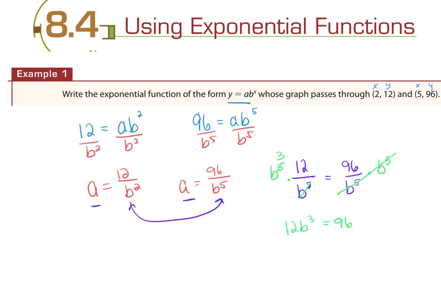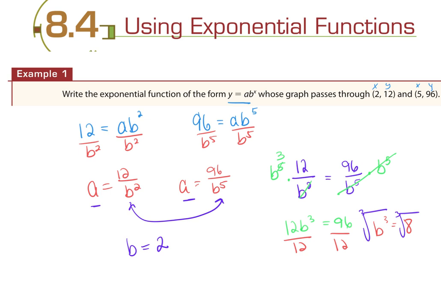What do I do to solve it? Divide both sides by what? By 12, right? Let's get b by itself. So what is 96 divided by 12? Yeah, it's 8. How do I get rid of b cubed? What do I do to both sides? Cube root of both sides. What is the cube root of 8? 2. My b equals 2, all right?